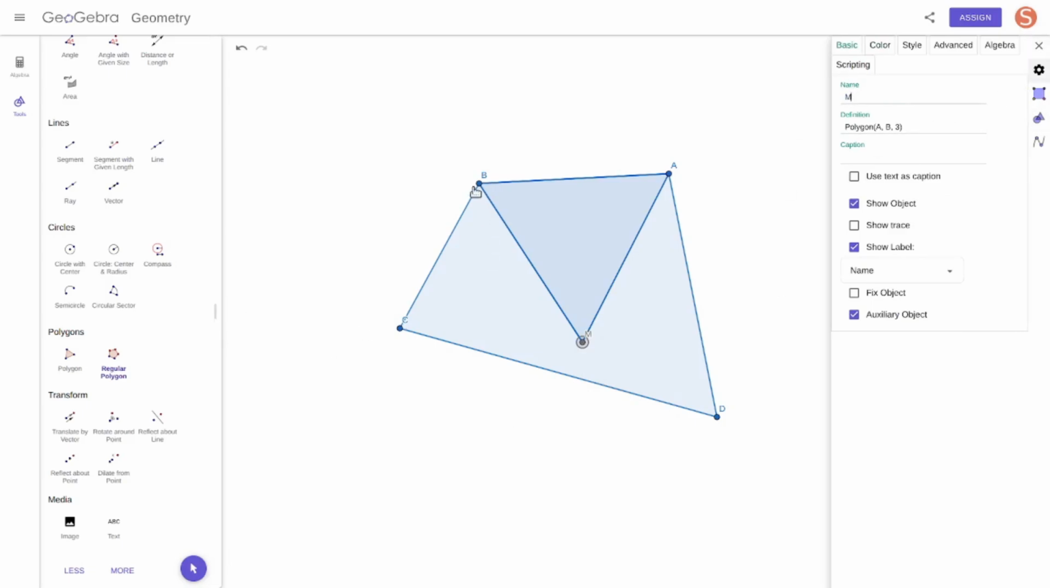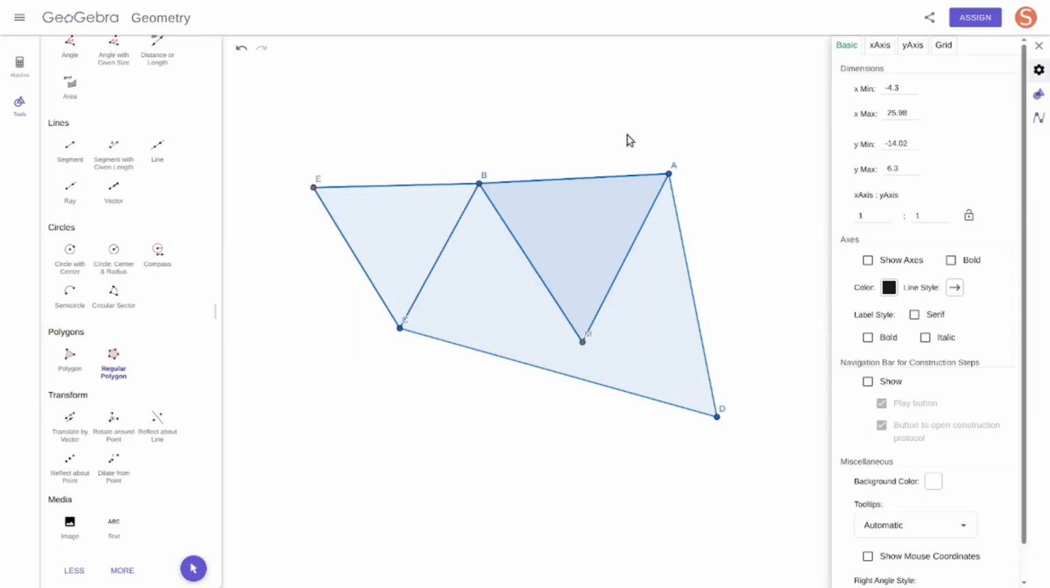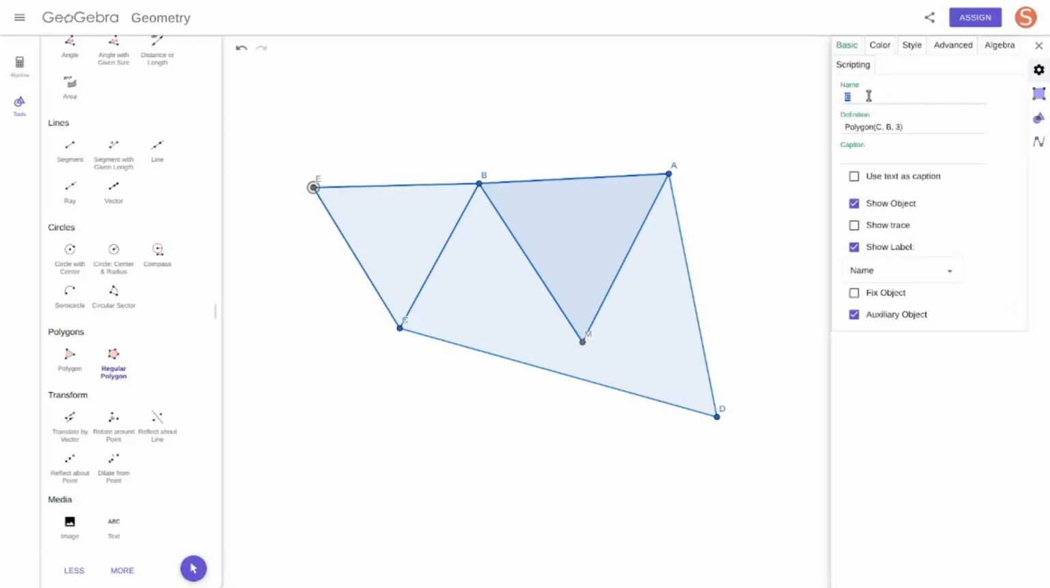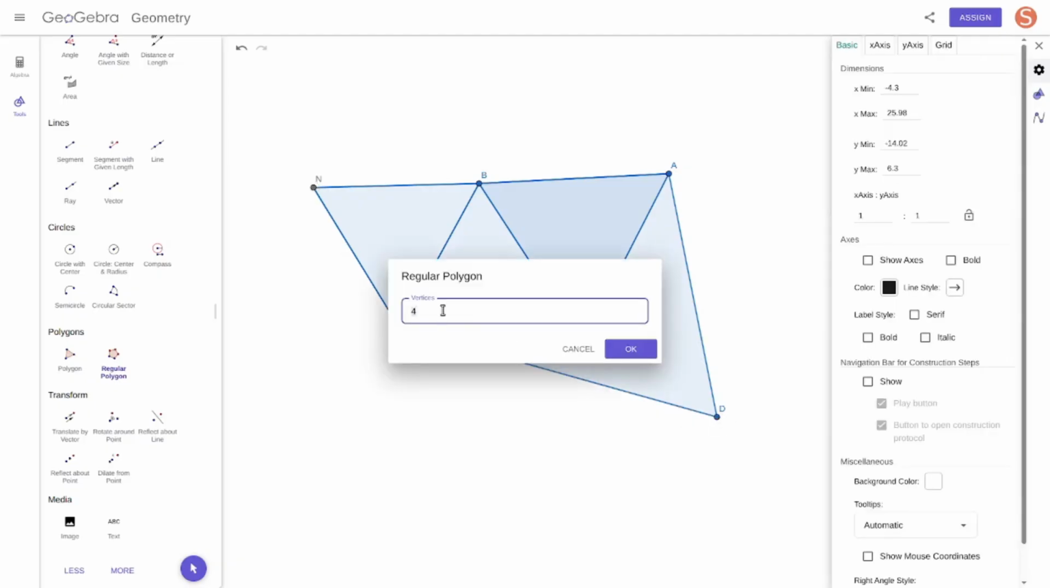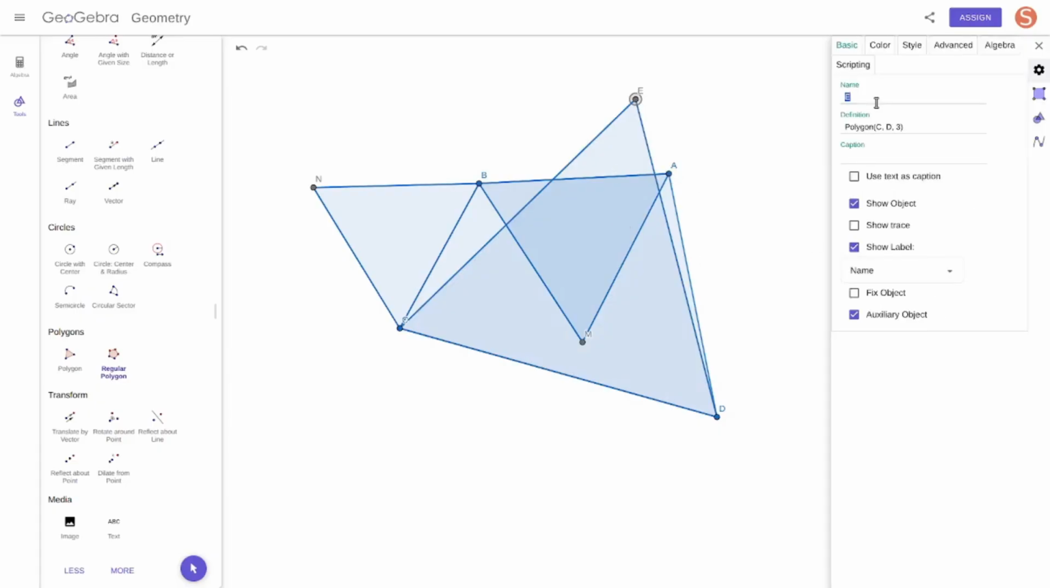Now I want N to be on the opposite side of BC from the point A. So N needs to be over to the left. So I'm going to go ahead and use my polygon tool to make the point over here. Oh, I need to rename it. Sorry, that's the point N. So now O is on the same side of CD as A, so it's above the line CD. I'm going to again use my regular polygon tool, and that point is O.